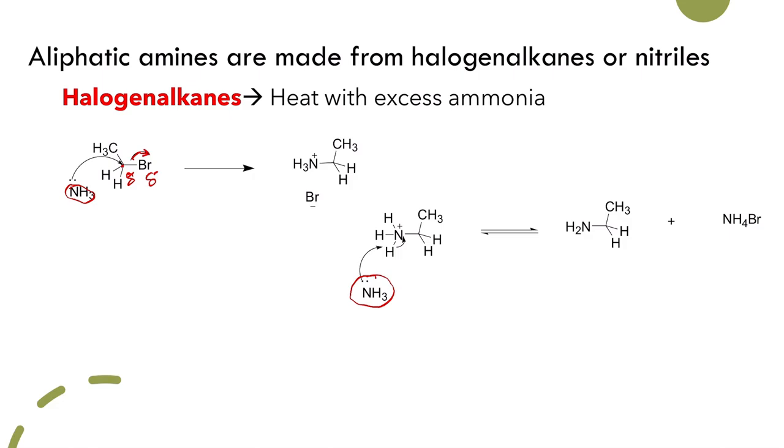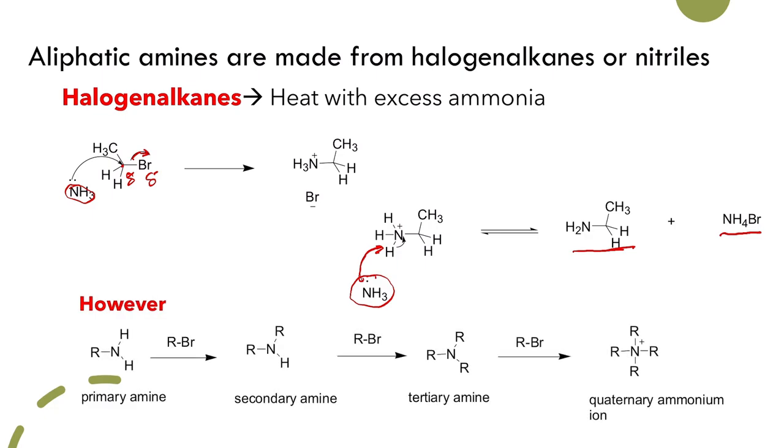The excess ammonia here is going to act as a base, and it's going to take this hydrogen from the ammonium salt, and that will give you the product, which is the primary amine. And don't forget that you're going to have ammonium bromide as a side product as well. However, this kind of reaction will not end up with only primary amine. You're going to end up with a mixture of secondary, tertiary, and quaternary ammonium ions.